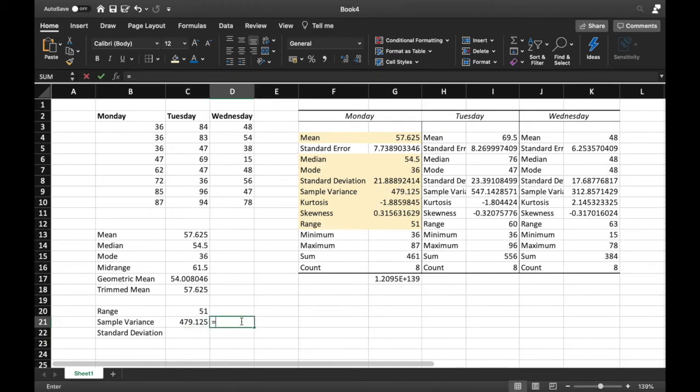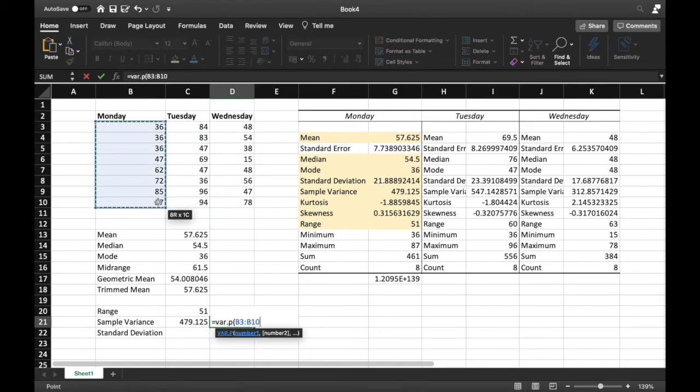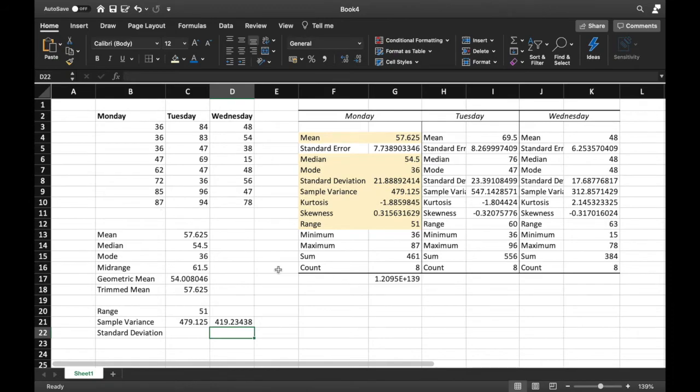But let's just say we are using VAR.P and see how different the answer would be. And it gives us 419.23438. So there's quite a big difference of about 60.